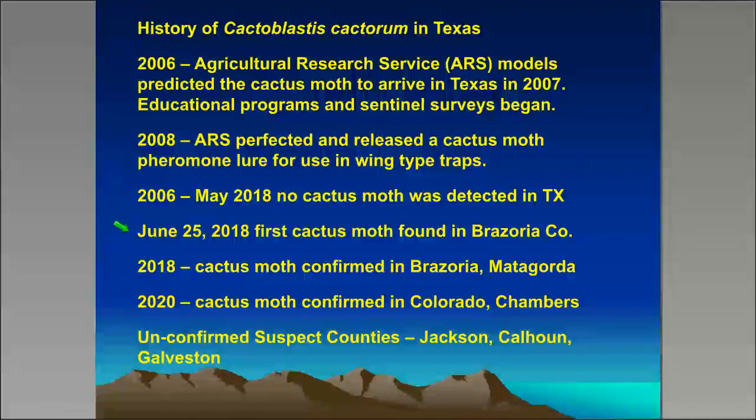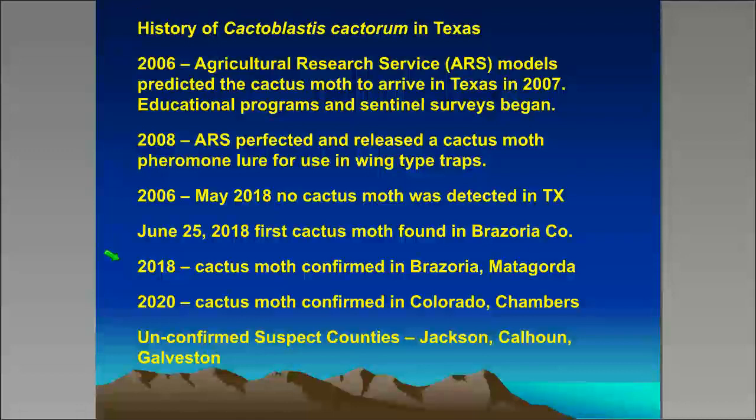The first moth was found in Brazoria County by a trained Texas Master Naturalist volunteer, Ruby Lewis, who had had the training about the moth 7 years earlier. So in 2018, the cactus moth was confirmed in Brazoria County and Matagorda County.